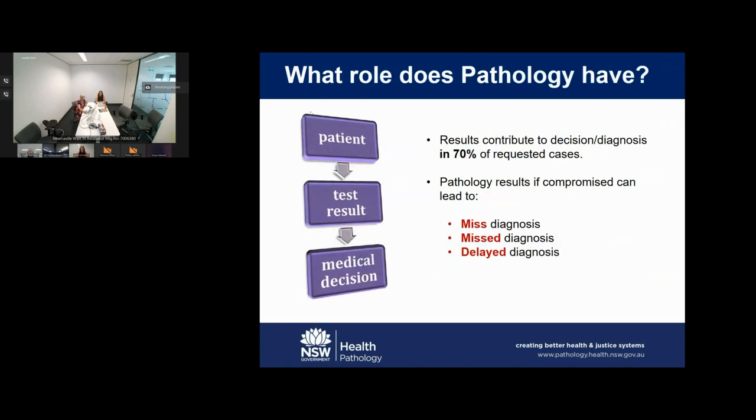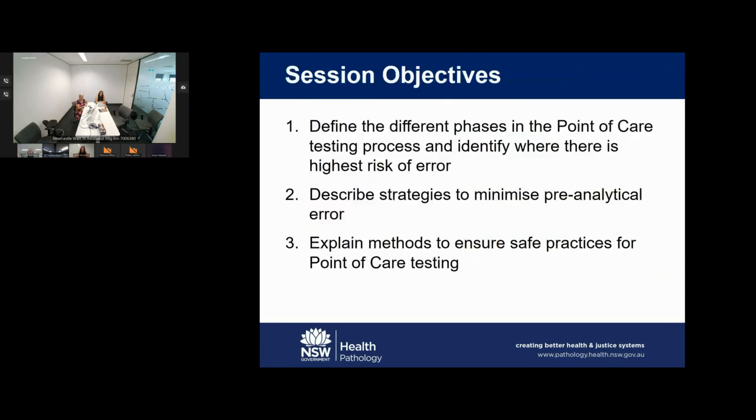For today's session, the objectives are really to define the different phases in point of care testing and identify where the highest risk of error sits in that process, to describe strategies to minimise pre-analytical error, and to explain methods to ensure safe practices for point of care testing.